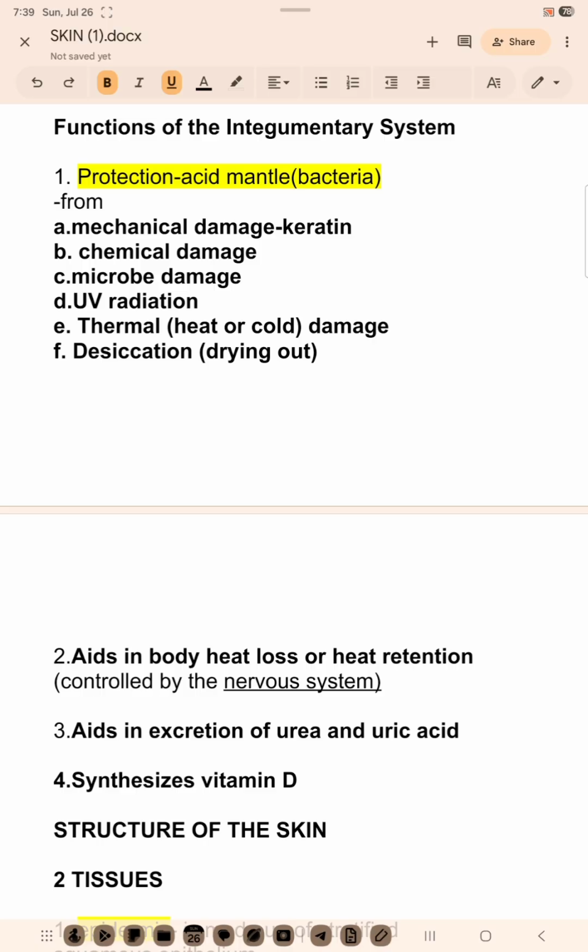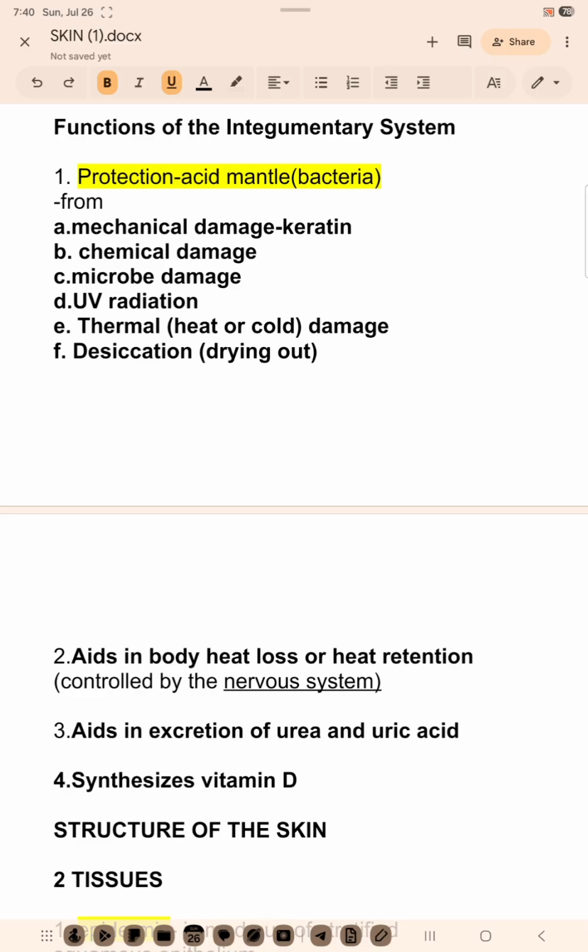And number 2, it aids in body heat loss or retention. It is controlled by the nervous system. When we feel hot and when we feel cold, it is controlled by our nervous system. When we feel cold, the integumentary system warms us, and when we feel hot, it cools us. It also aids in excretion, such as urea, which is urine, and uric acid.